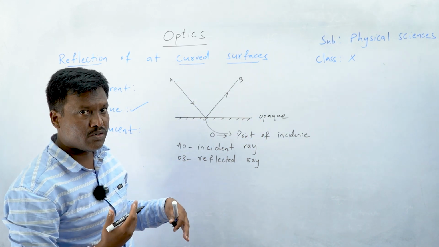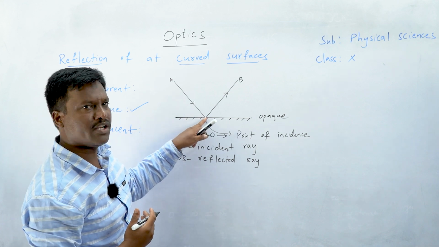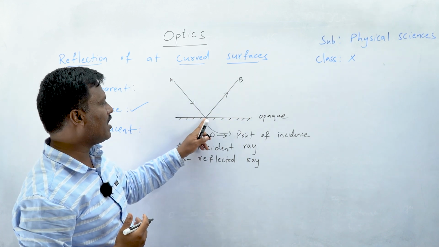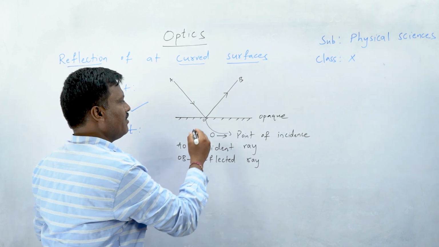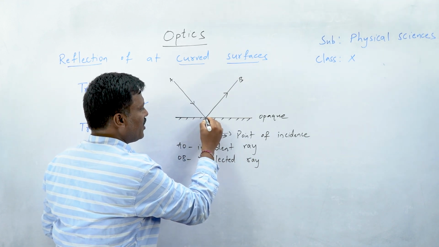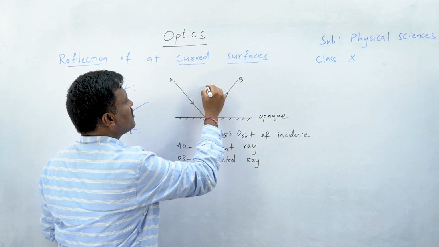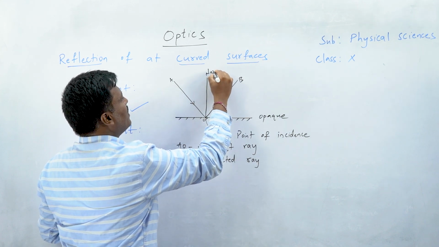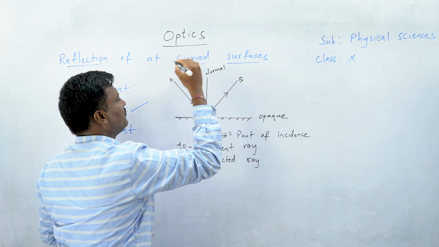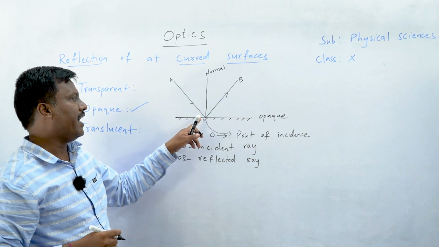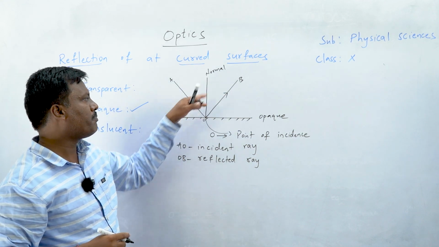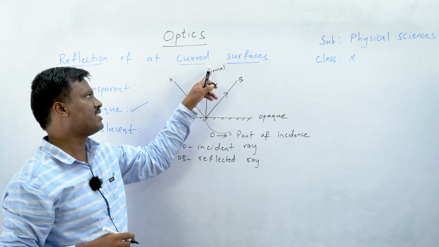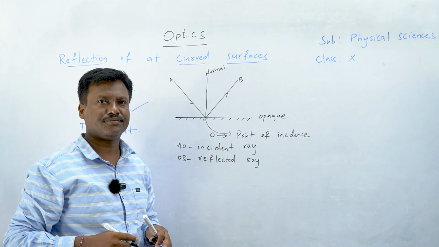Where do we have to draw the perpendicular line? At the point of incidence. We can draw a perpendicular line anywhere, but here we have to draw it at the point of incidence, perpendicular to the opaque surface. That is called a normal. What is normal? A line which is drawn perpendicular to the surface at the point of incidence is called normal.